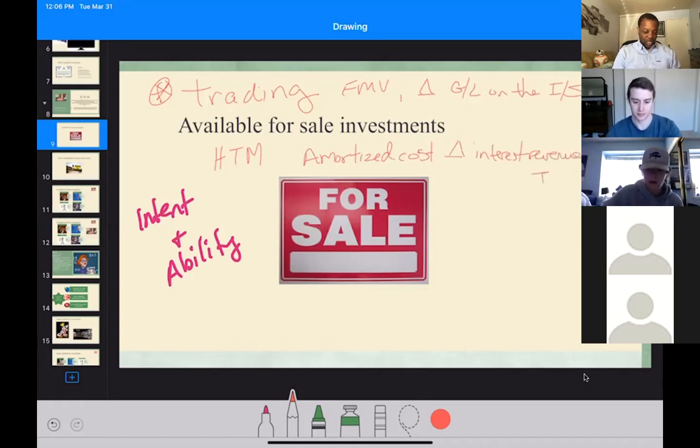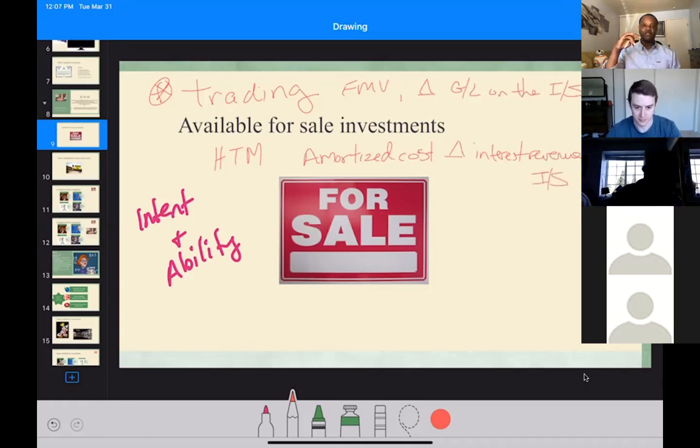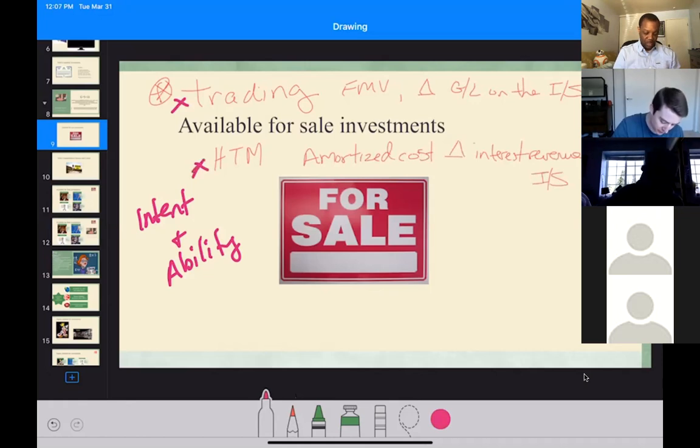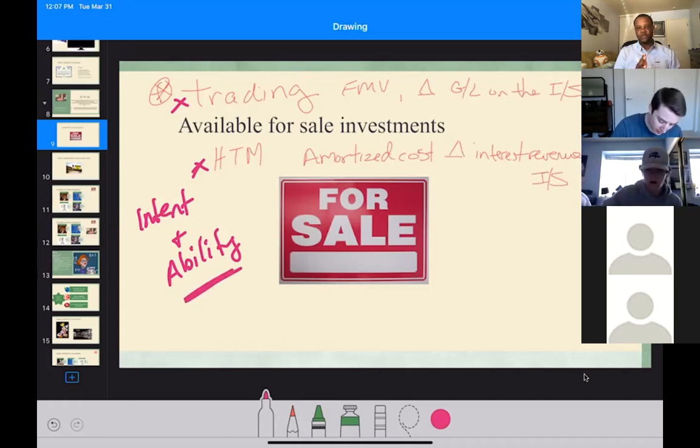So let's talk about available for sale. This is the one where management says we do not intend to hold it until it matures, or we don't have the ability to hold it until it matures. Because I'm not an English professor or an English major, I can just say it this way: when it ain't this and it ain't that, then it's considered an available for sale investment.